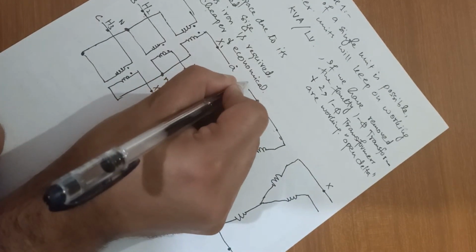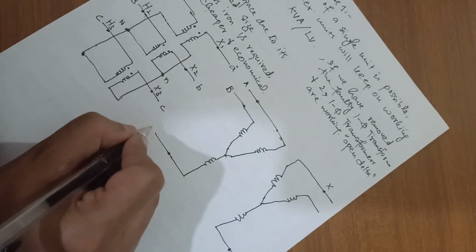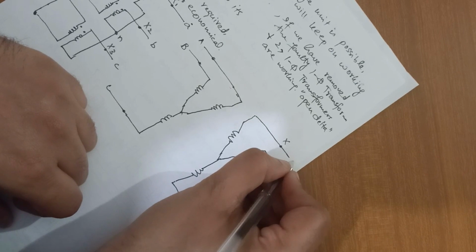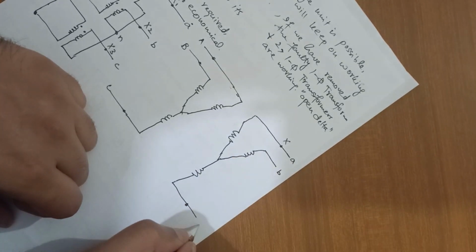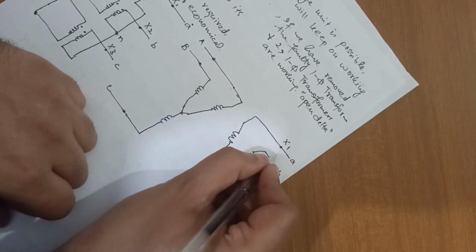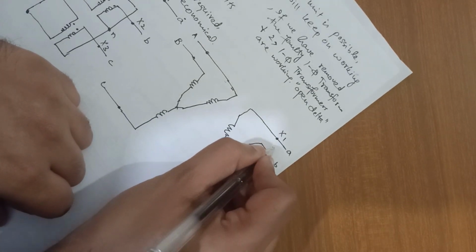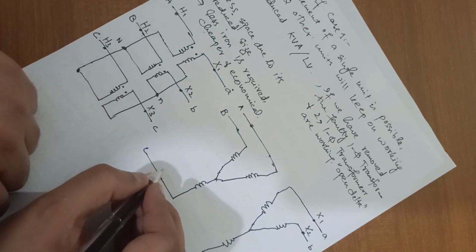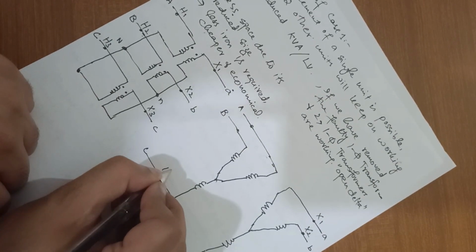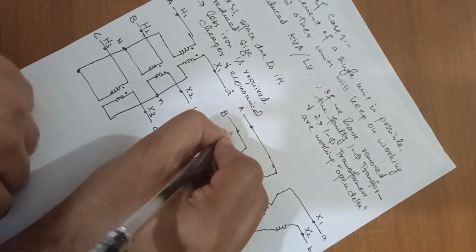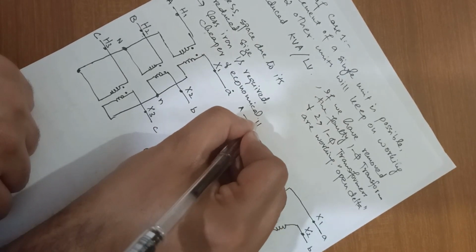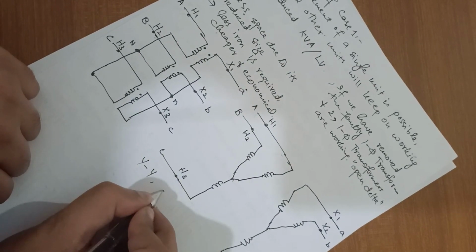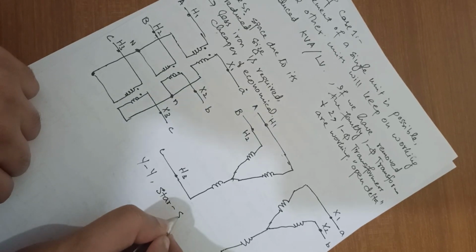Likewise, we will do it just like this, A, B, C, and here A, B, and C, and just like this we can write these terminals as x1, x2, and x3. Here we can say that this is h1, this is h3, this is h2, and here we have h1. This is basically a Y to Y or star to star connection.